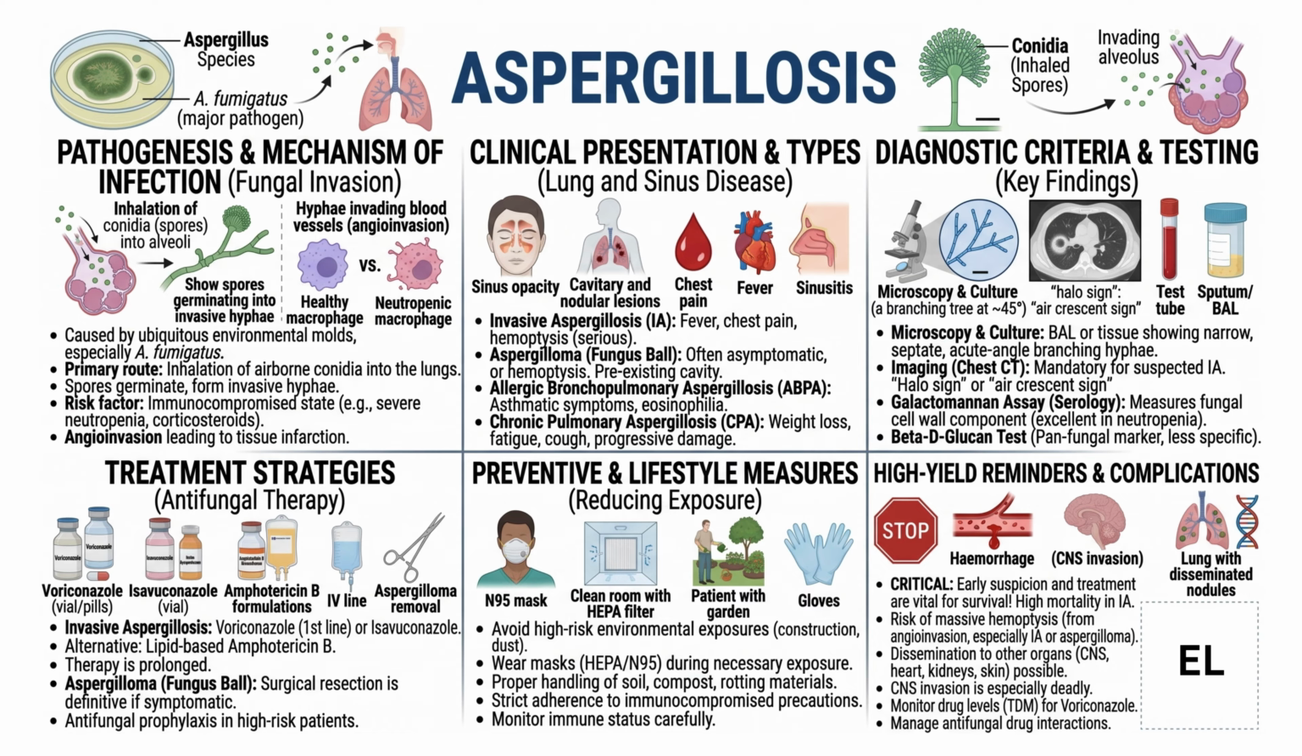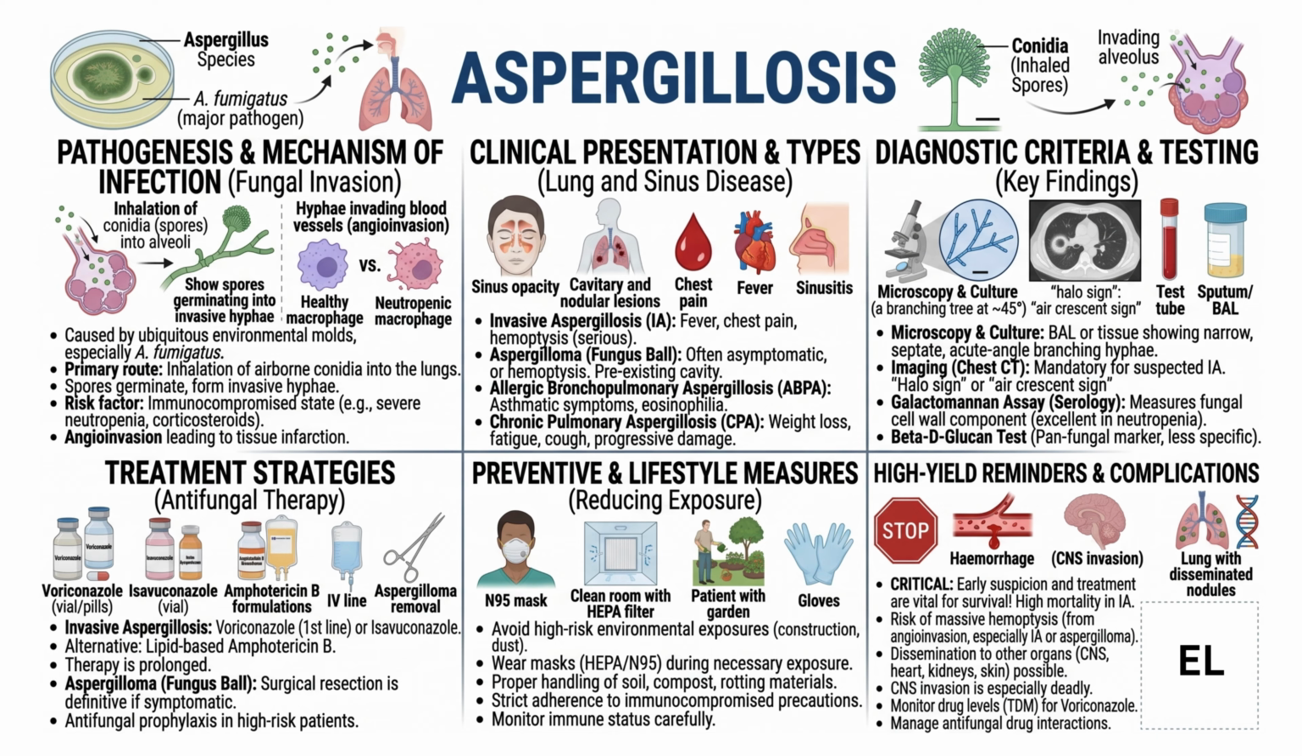Then we have allergic bronchopulmonary aspergillosis, or ABPA. This is a hypersensitivity reaction to Aspergillus, typically seen in patients with asthma or cystic fibrosis. These patients present with wheezing, cough, eosinophilia, and worsening asthma symptoms. Finally, there is chronic pulmonary aspergillosis, which develops over time and presents with chronic cough, weight loss, fatigue, and progressive lung damage. So the spectrum ranges from allergic to colonizing to invasive disease, depending on the immune status.